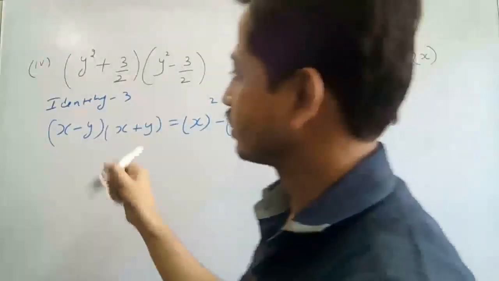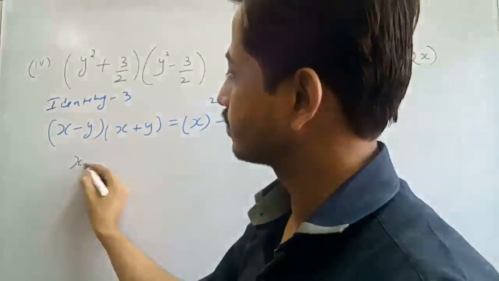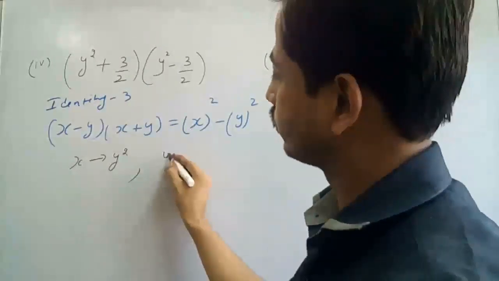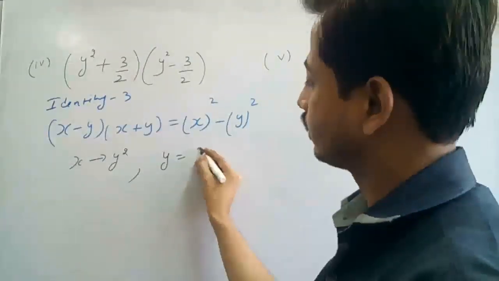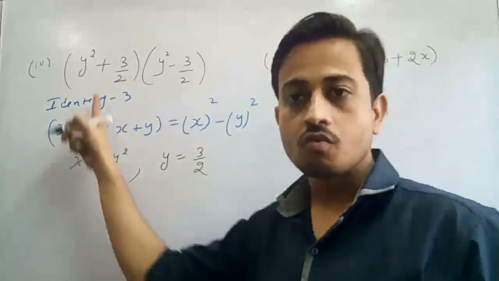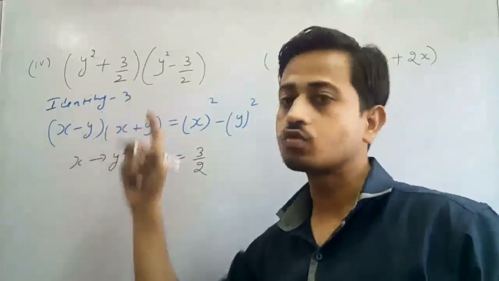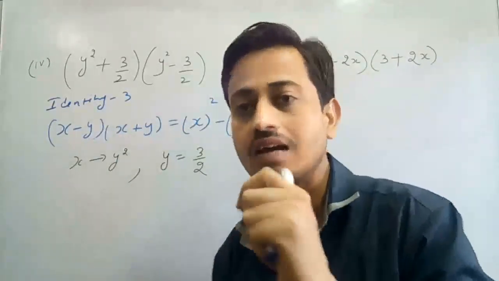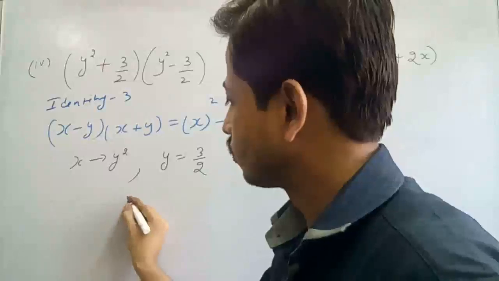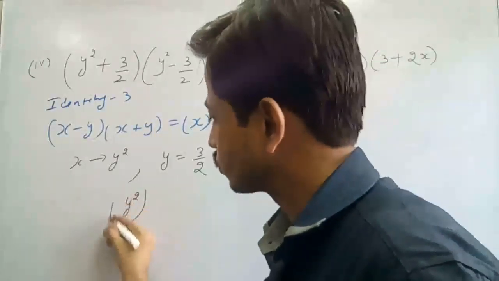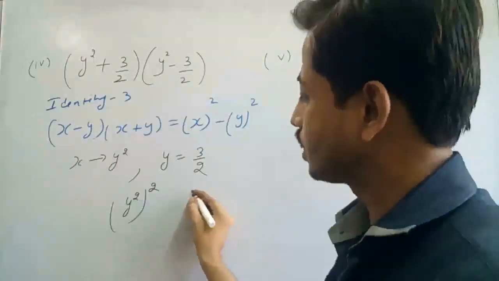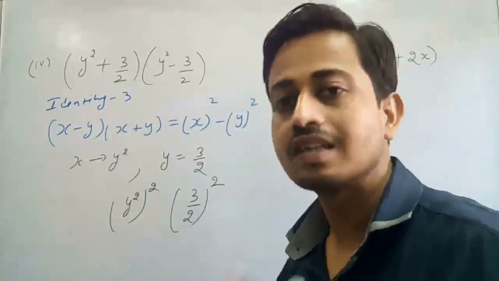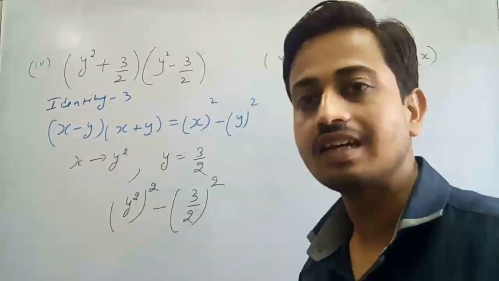So here, what is the first term? x is y square. And now y is 3 by 2. It means the first term is y square and the second term is 3 by 2. We have to do square and take a negative sign between them. So the first term is y square, we have to do square. The second term is 3 by 2, 3 by 2 square. And the sign between them is negative.